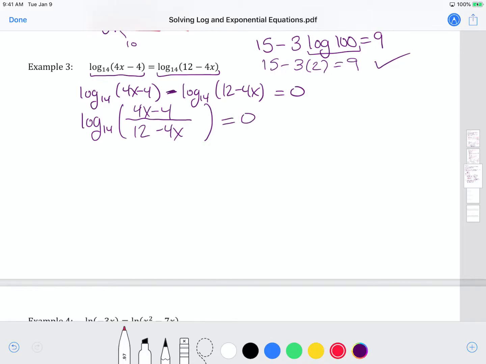So now I have this set up where I have one condensed log on one side and everything else on the other. So now it's time to put it in exponential form. So exponential form would be my base is 14, my exponent is 0, and I'm going to set this equal to 4x minus 4 over 12 minus 4x. And then I'm going to solve for x from here. Now 14 to the 0 power is 1.